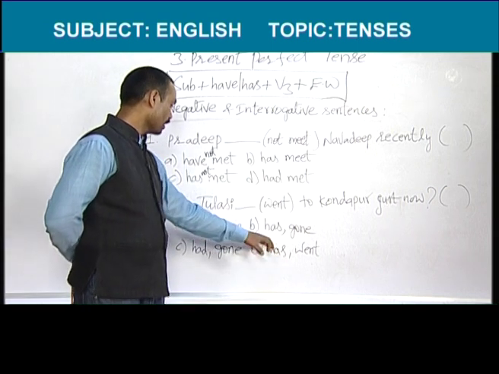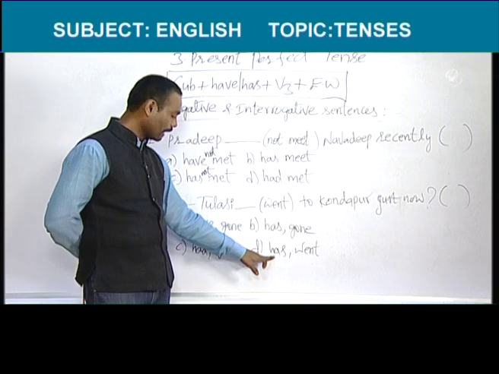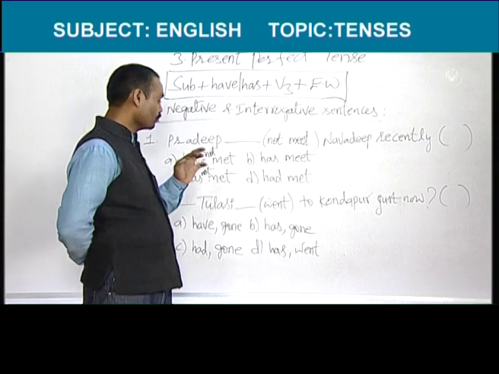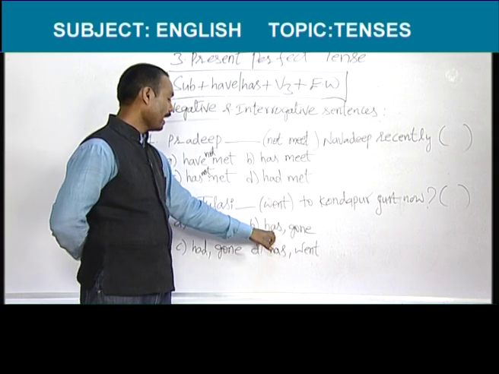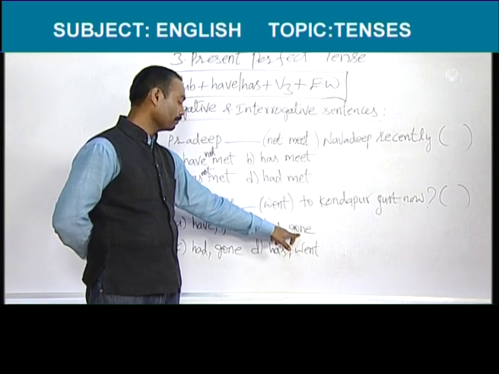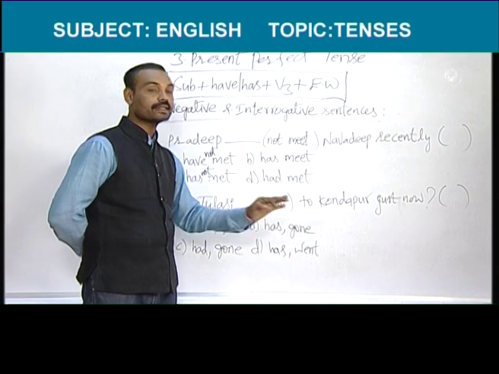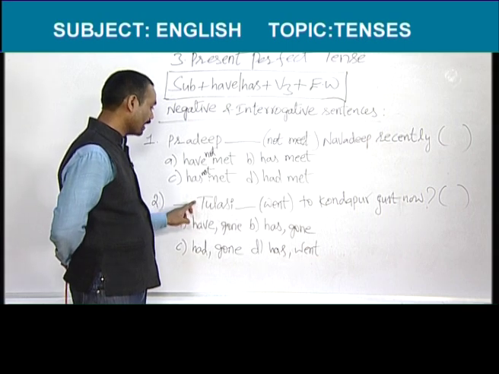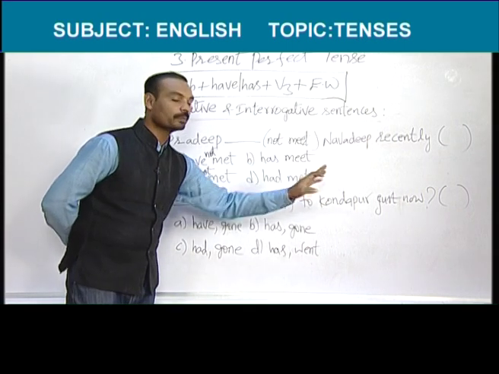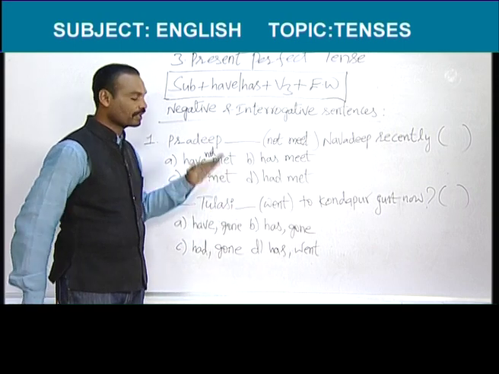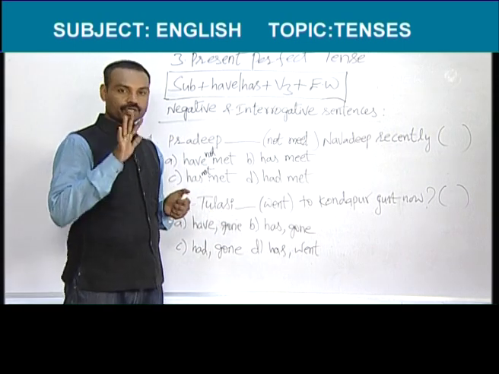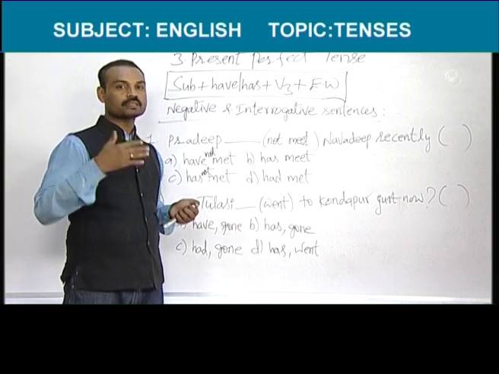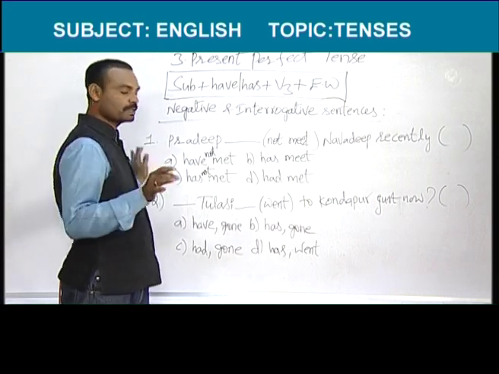Here, has, correct, helping verb is right, but the main verb is wrong, went is there, we should not use second form, we should use the third form of the verb. Helping verb and the main verb must be in the third form. Has gone is the answer. First here has should be taken, has Tulasi gone to Kondapur just now? So, friends, this is the process of giving negative sentences or interrogative sentences from present perfect tense.